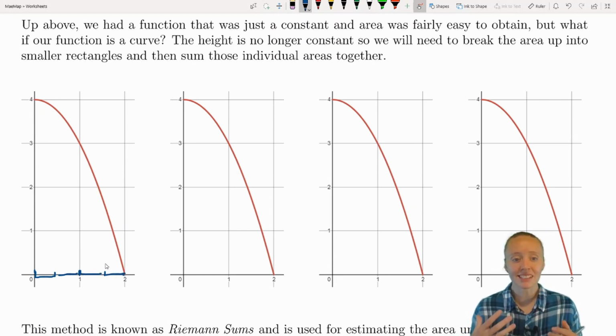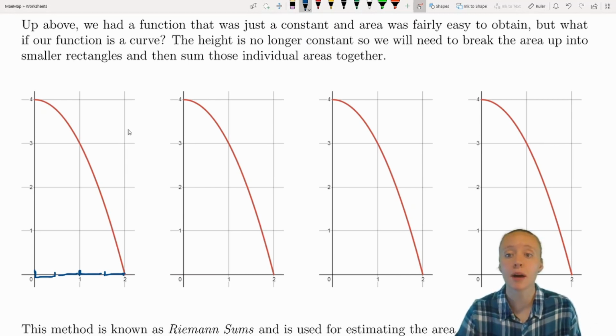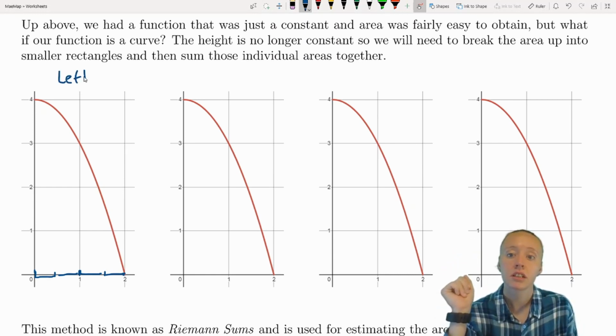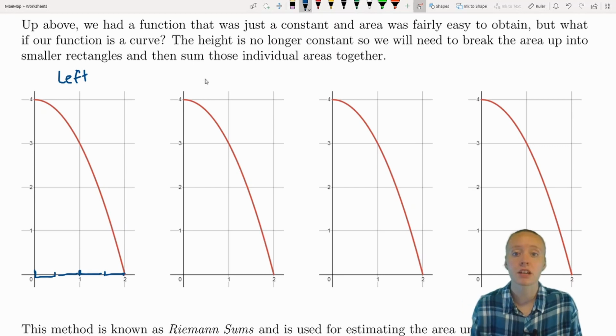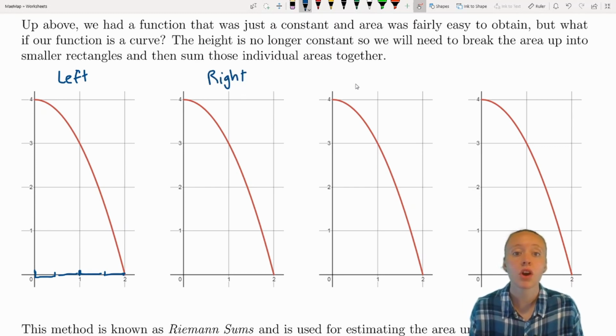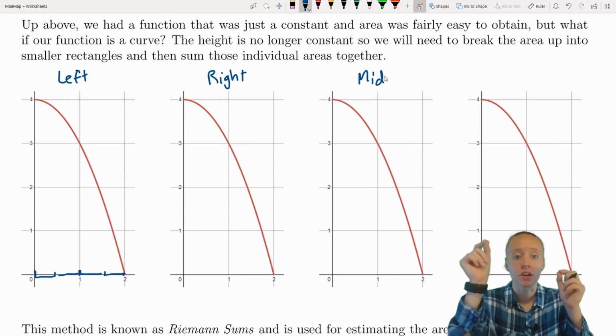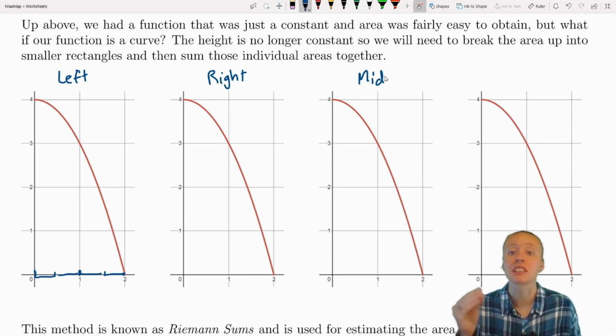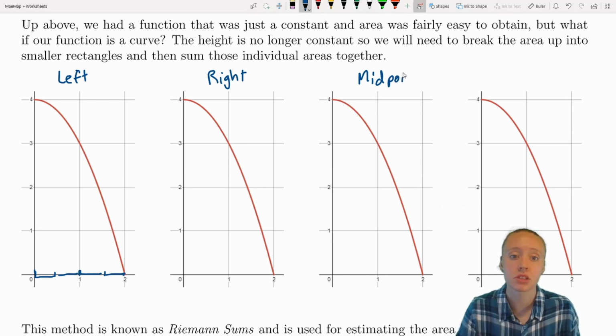Now the other thing we need to decide is what is the height of the rectangle, and there's a couple potential options. We can have a rectangle where the top left vertex intersects the function. We could have rectangles where the top right vertex intersects the function, or we can do it where the top middle of our right and left vertex intersect the function. So that's going to be known as left, right, and midpoint Riemann sums.